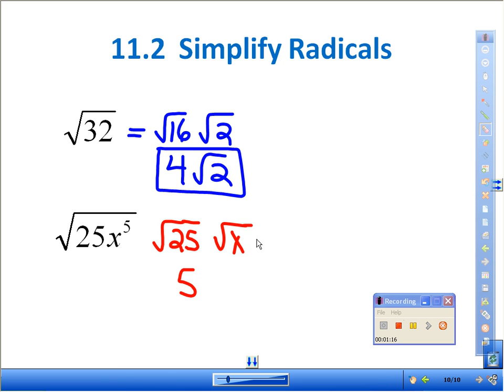When you look at the variable, the square root of x to the 5th power, remember that every 2 variables get taken out as 1. So the square root of x to the 5th power would be x squared times the square root of x.